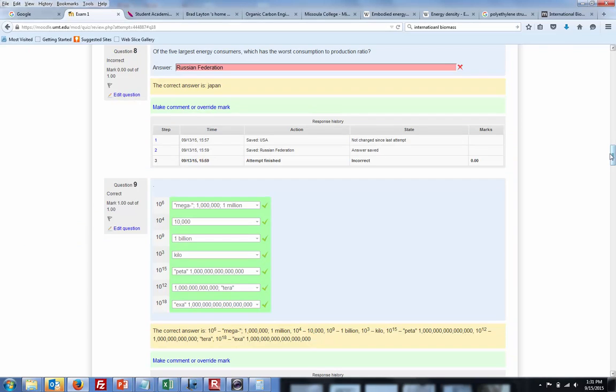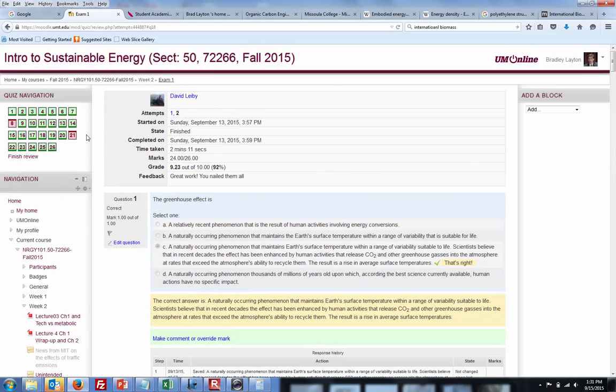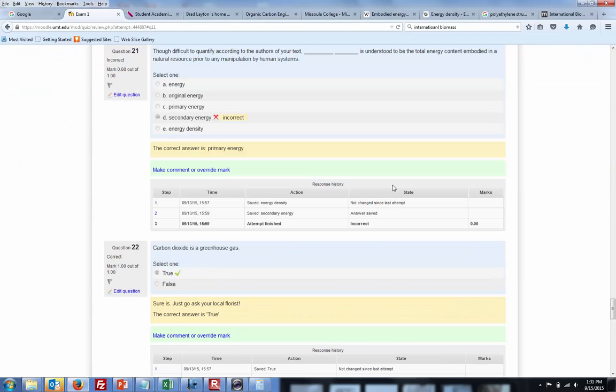So the next one, 21. All right. Is this the one you missed, 21? Yes. Okay. Though difficult to quantify according to the authors of your text, blankety blank is understood to be the total energy content embodied in a natural resource prior to any manipulation by human systems.